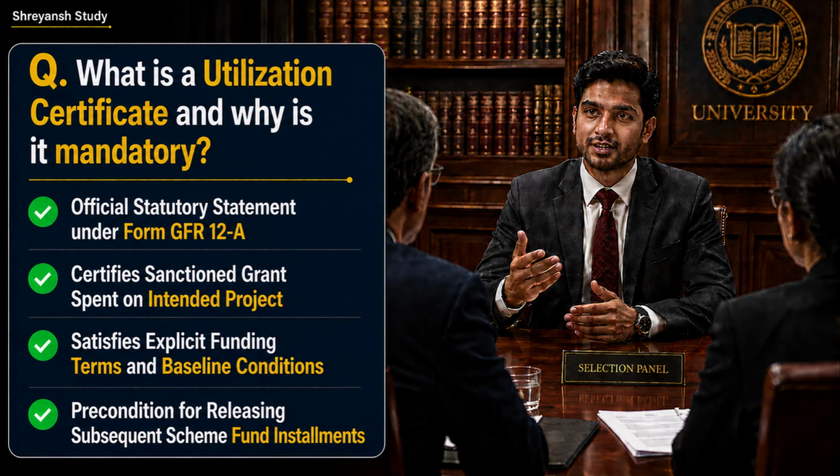Sir, a utilization certificate, UC, is an official statutory statement prescribed under Form GFR 12A, certifying that the funds sanctioned for a specific project or scheme were actually utilized for the exact purpose for which they were sanctioned and that the terms and conditions have been satisfied. Submitting a verified UC is a mandatory precondition before any funding agency, like UGC or state government, releases subsequent financial installments.